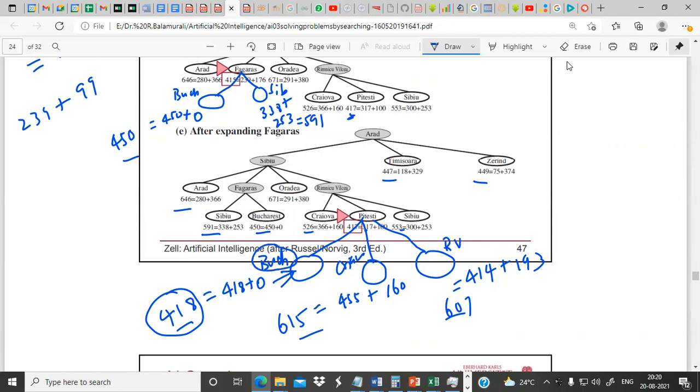Okay. So the A star algorithm will check for the goal state during expansion, not during generation. Then only it will find the optimal path. This is the optimal path. This is not the optimal path.